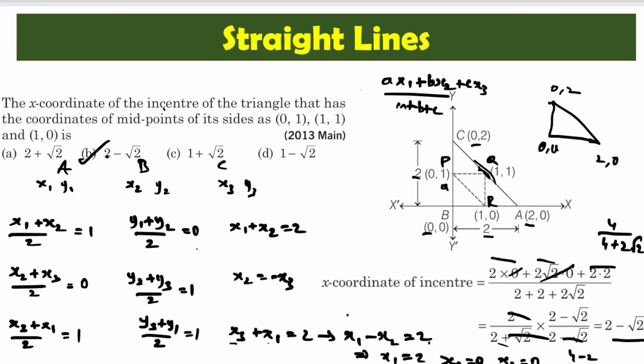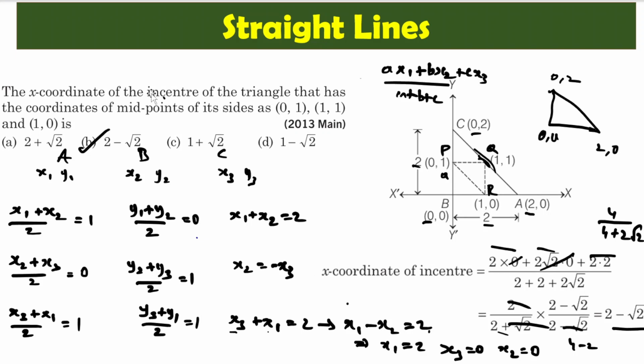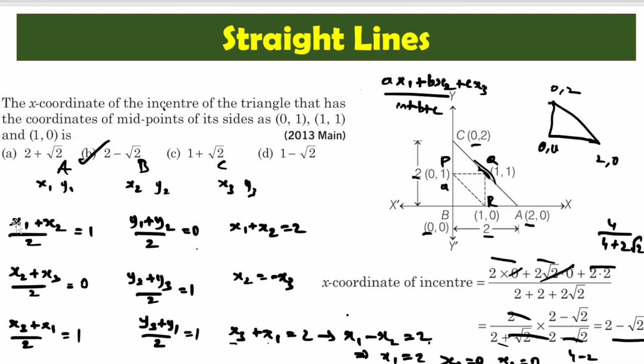Right, guys? Hope you like this. To find the incenter, this is the formula, but for that, first we need to find the vertices of the triangle. Here we are given only the midpoints. With the midpoints, we have calculated the vertices. In this case, it is a right angle triangle, so it is straightforward. Or otherwise, we can do it this way: we can assume the coordinates as x1, x2, x3, y1, y2, y3, and then try to solve the equations. Right, guys?